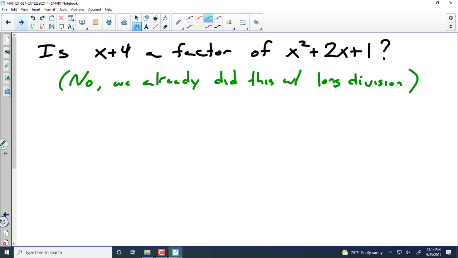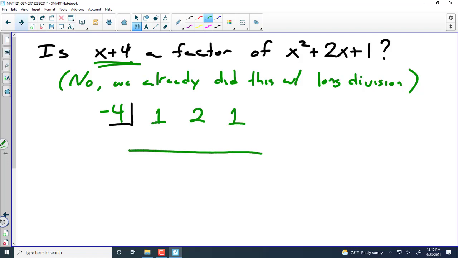Watch this. What number goes up here in the little house? Is it 4 or negative 4? Negative 4. It's got to be the number that makes this guy equal 0. The numbers I list over here are 1, 2, and 1. Add. What's 1 plus nothing, everyone? 1.